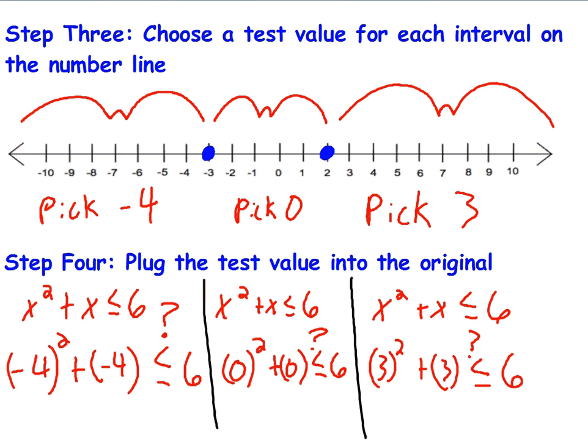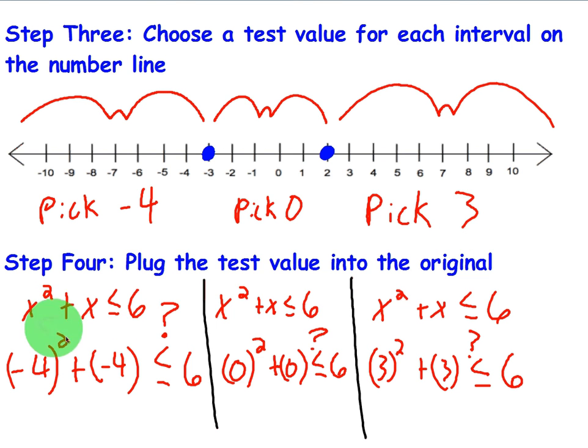So we will choose a number to the left of negative 3. To me, the easiest number would be negative 4. We're going to pick a number in between negative 3 and 2. Always go for 0. 0 is very easy to plug into x. And then finally, to me, the easiest number to the right of 2 would be 3. Certainly, you could pick any number you want.